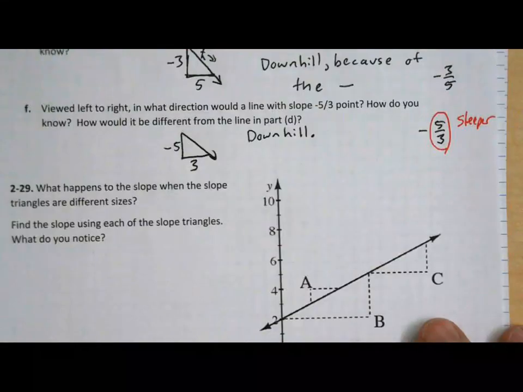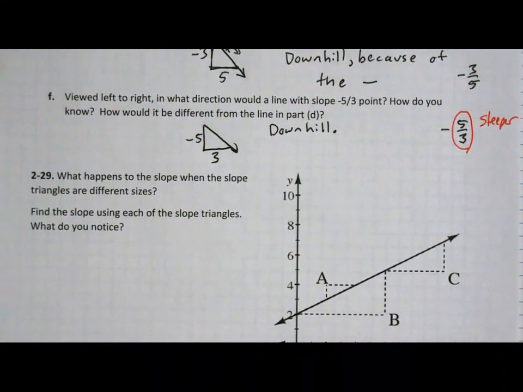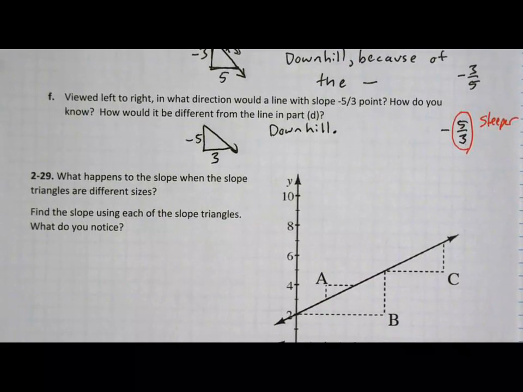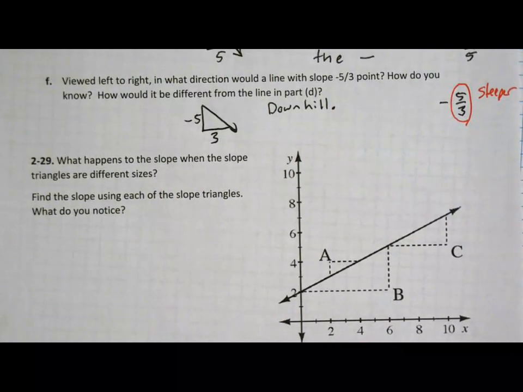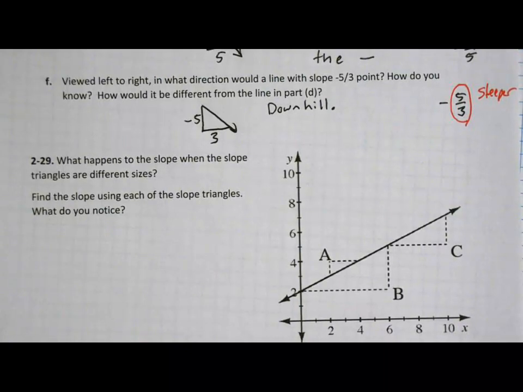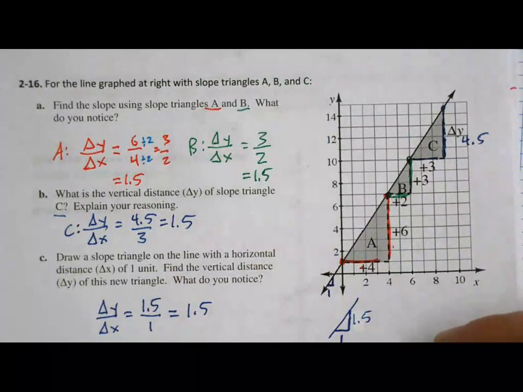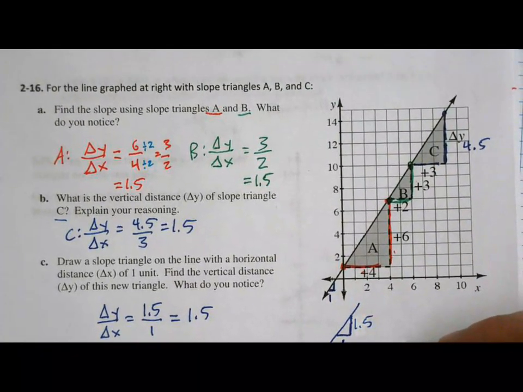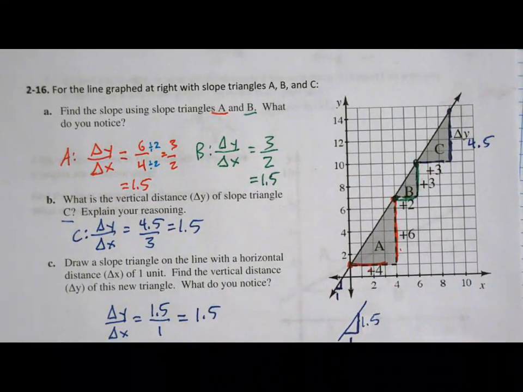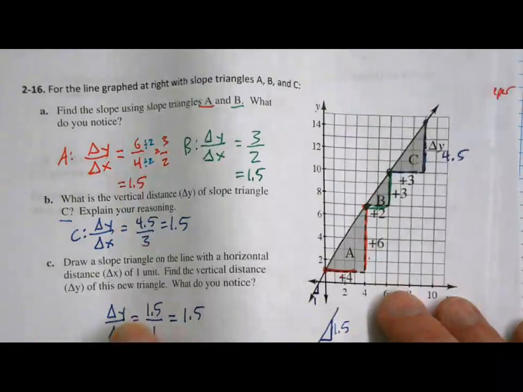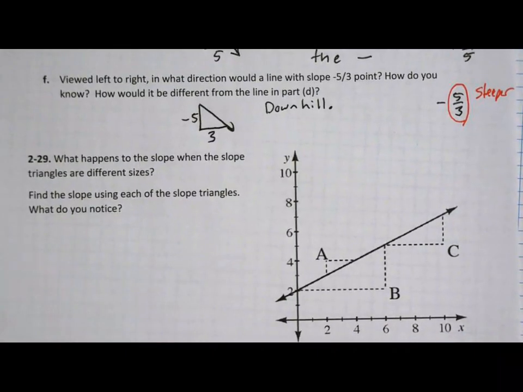All right, last question on this sheet. What happens to the slope when the triangles are different sizes? We kind of already talked about this in the last lesson. Do you remember? I'm going to pull up something from our last lesson. Do you remember when we were talking about how it did not matter which points we chose to find the slope, how the slope always ended up being the same value? So this question's getting back to that same idea.